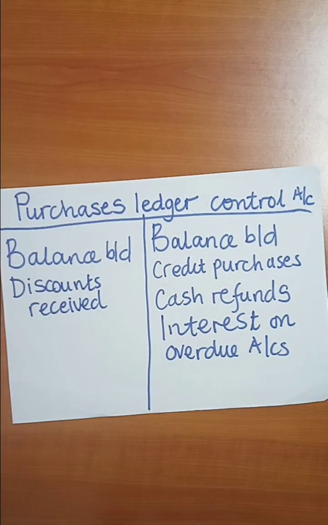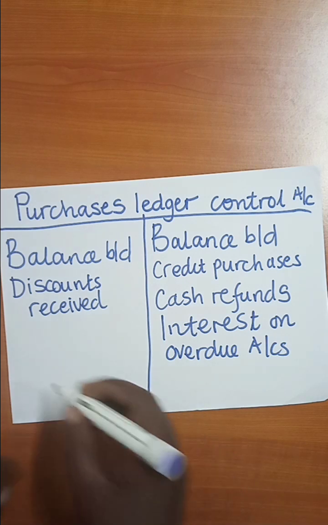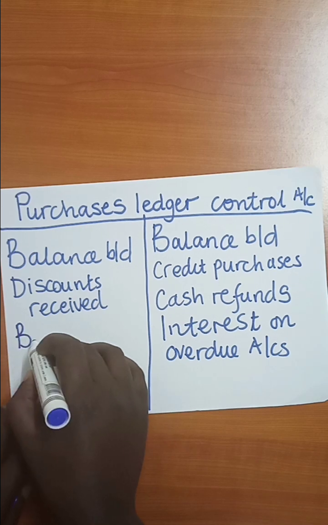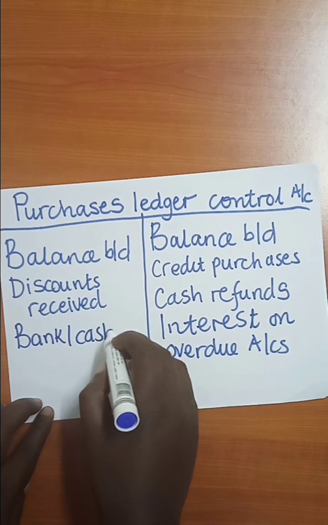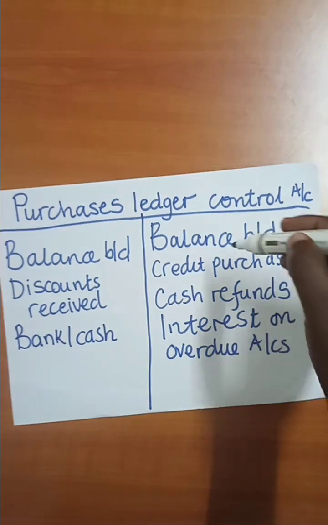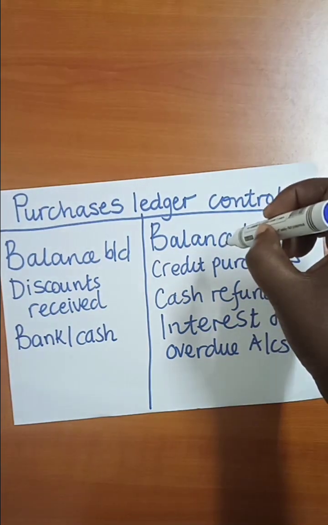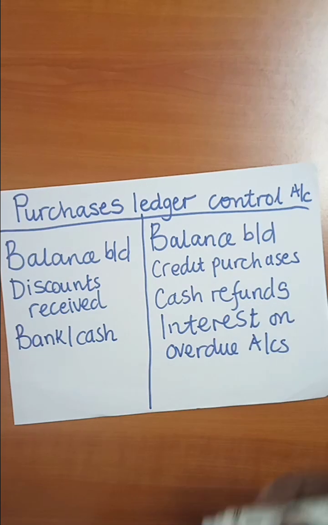What about the cash that the business pays to its suppliers? Where are we supposed to record it? Correct, it's debit. So we write bank or cash. Why? Because it is going to reduce the balance that the business has to pay, right?